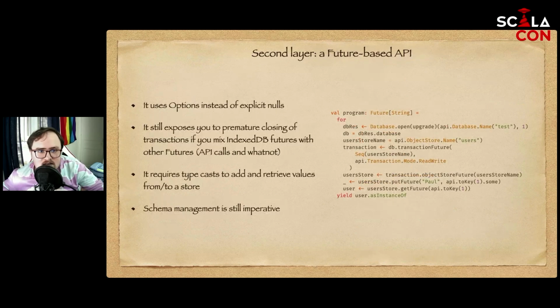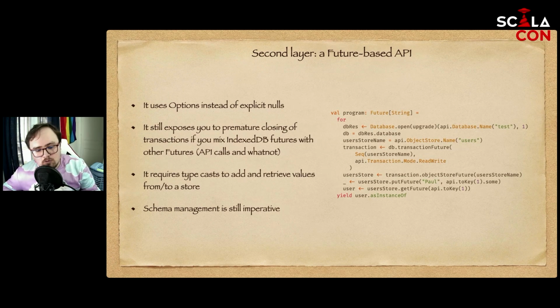And then you have a second layer, which is a future-based API, which is essentially like the promise-based API we've seen earlier. It uses options instead of nulls. It uses futures instead of callbacks, but it still exposes you to a few pitfalls, and specifically to the premature closing of your transactions. If you mix IndexedDB futures with other futures, it's essentially the same issue with the promise-based API. You cannot mix IndexedDB code with other forms of asynchronous code, because if you do that, then the JavaScript runtime will close a transaction in the middle of it.